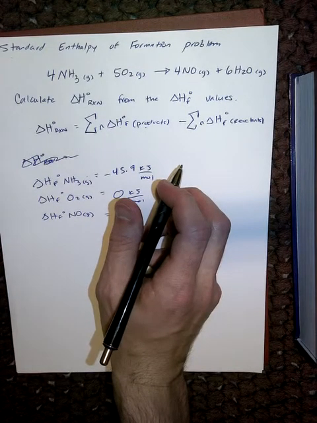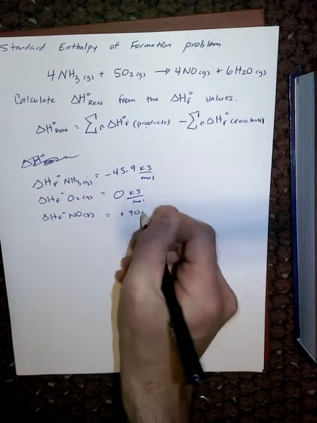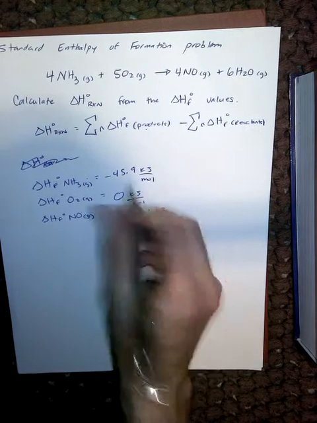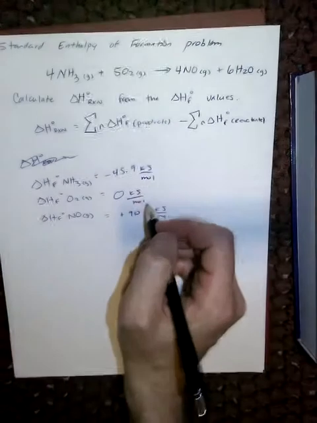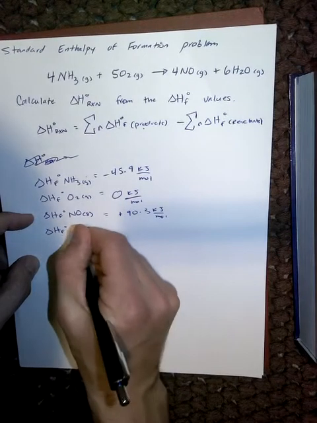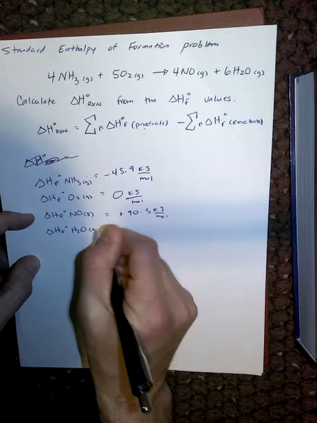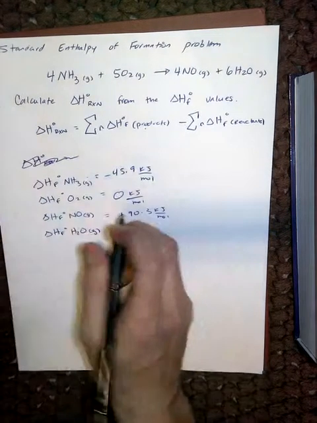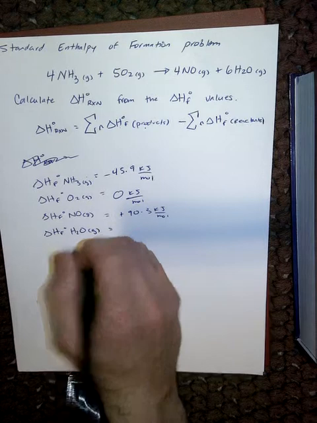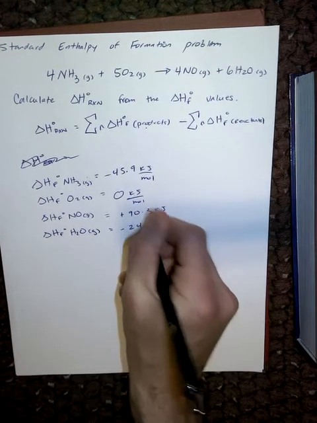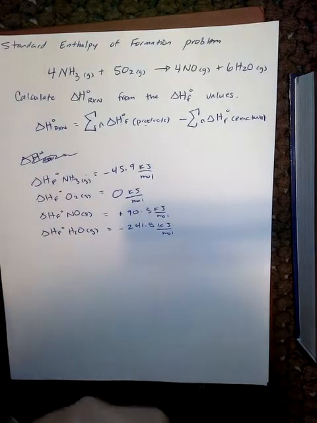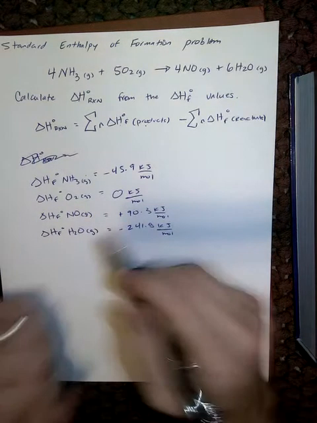NO is positive 90.3 kilojoules per mole. And again, I'm getting these numbers from that appendix. And then the last thing is water. Delta H of formation of H2O. But notice it's water gas. If you looked up water liquid, it'd be a different value. So water as a gas is negative 241.8 kilojoules per mole.